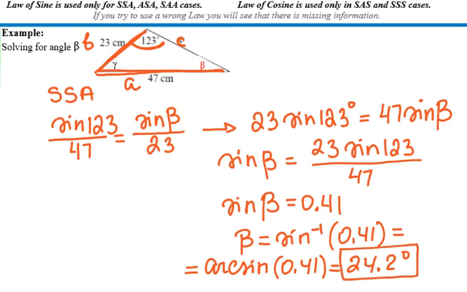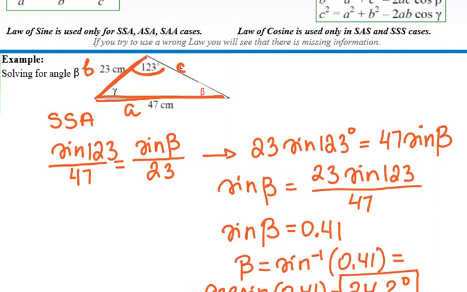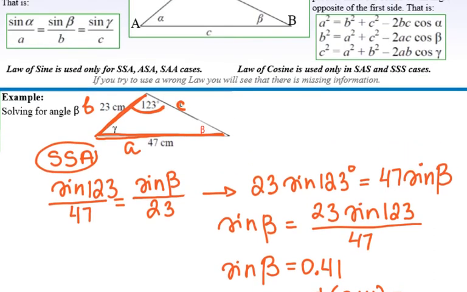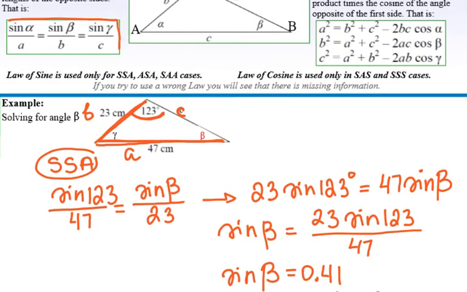So what I needed to do here is to recognize what case it was, and then because I know which formula to use and how to use it, I was able to solve for the angle that they asked me. And I can use the rest to solve for the side C or for the angle gamma and so on.